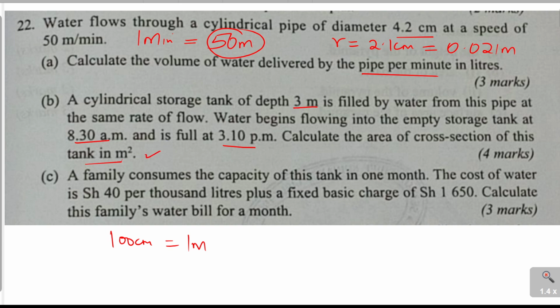So there is a cylindrical storage tank. It has a depth of 3 meters. It is filled by water from this pipe that we've calculated the volume of in the first part, at the same rate of flow. So water begins flowing into the empty storage tank at 8:30 and it is full at 3:10. So the first thing we need to get is the time taken to fill this tank from 8:30 to 3:10.